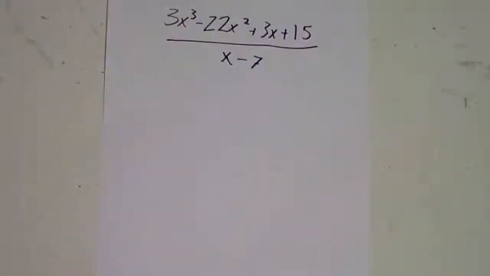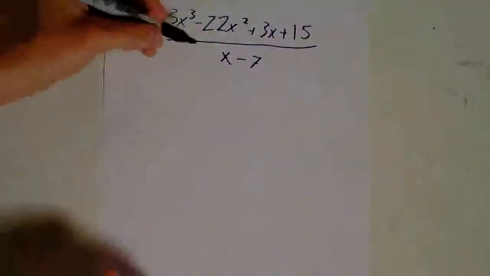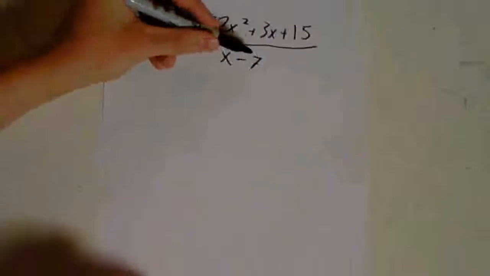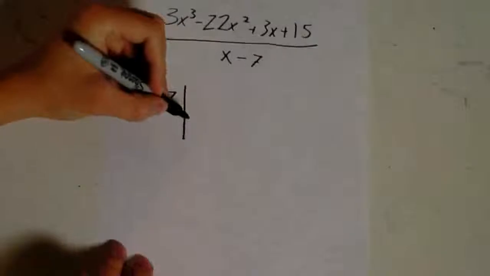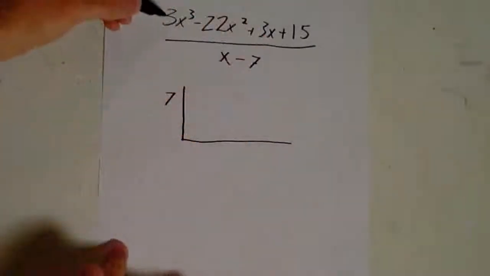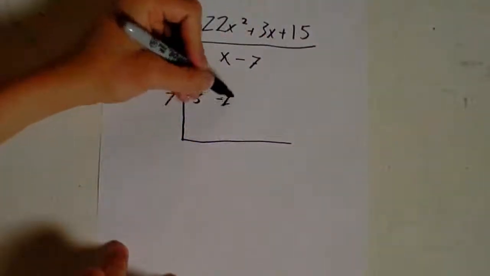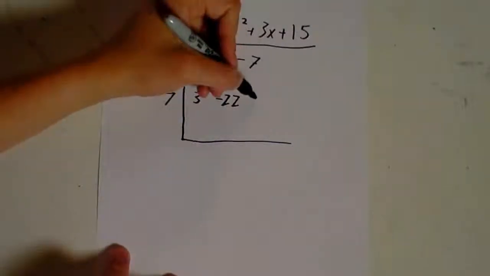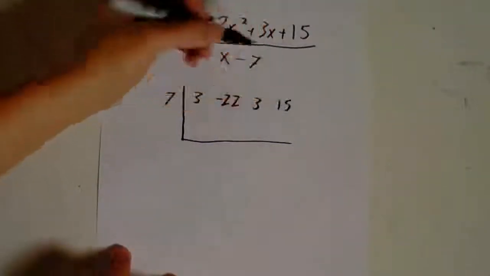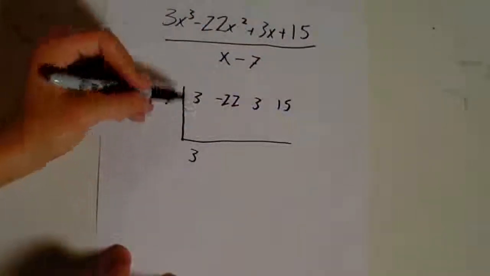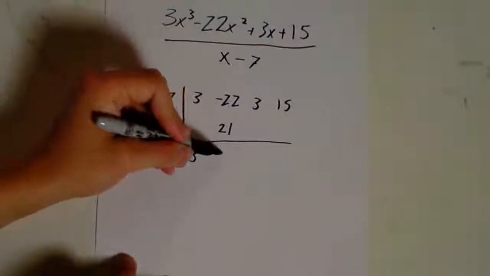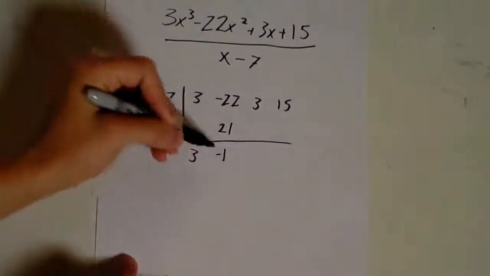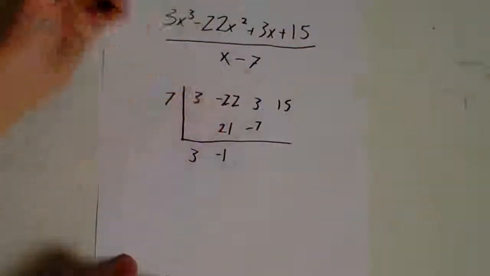Okay, for this next example, I decided to write it down on a new piece of paper since we were running out of space. So what we're going to do is, since x minus 7 is our divisor, 7 is our k, so we've got 7 up in the left, and then our coefficients are 3, negative 22, positive 3 again, and then 15. First we're going to bring down the 3. This is what we always do. 7 times 3 is 21. Negative 22 plus 21 is negative 1. Multiply 7 times negative 1 and we get negative 7.